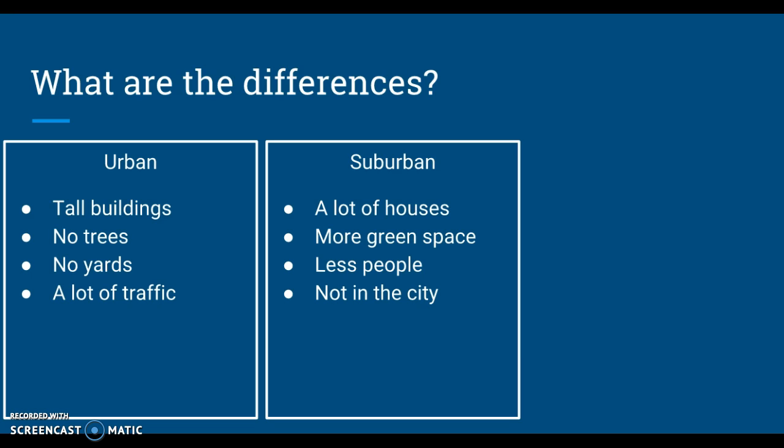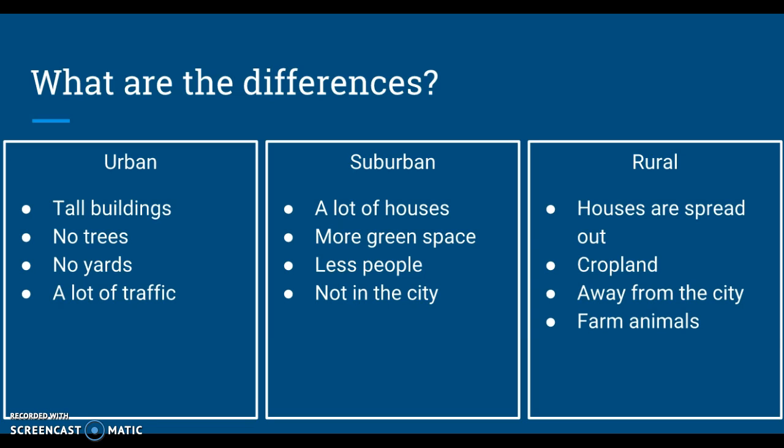These are different because urban communities have tall buildings and suburban communities do not have tall buildings. They have a lot of houses. Urban communities have little to no green. Okay, that means there's no trees, there's no yards. But in suburban communities, you can find yards and trees and plants. Okay, urban communities have a lot of traffic. Suburban communities don't have that. Okay, it can be a little bit busy, but it's not traffic like in a city. Okay, it's a little bit more spread out in suburban communities.